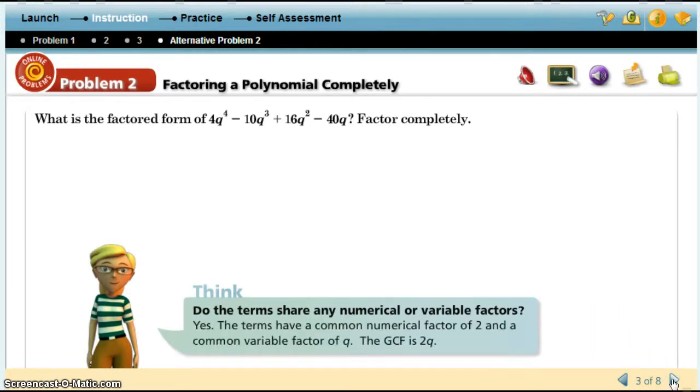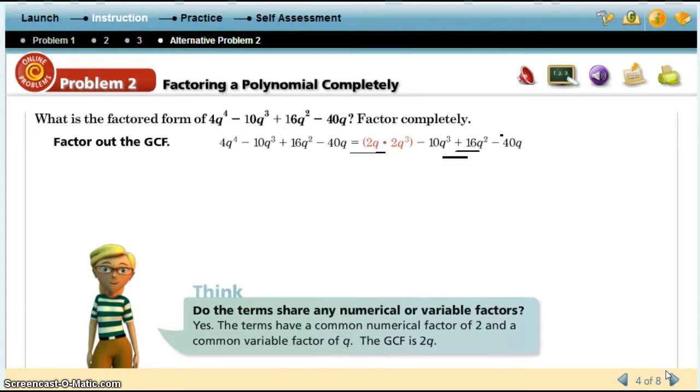Yes. The terms have a common numerical factor of 2 and a common variable factor of q. The greatest common factor is 2 times q. First, factor out the greatest common factor. You can factor out 2 times q from each term.